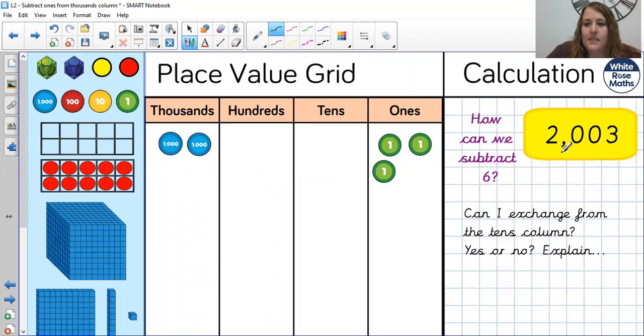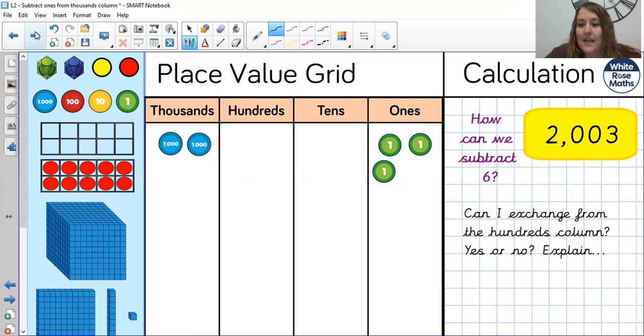I've popped this number 2003 over here in the yellow box, and our question today is going to be starting with, how can we subtract 6 from this number? It's not going to be overly easy because using the counters we've got here, I can't simply cross off 6 because there are only 3 in the ones column. So my first question, can I exchange from the tens column? Yes or no? And explain. Hopefully you're saying no, and you're absolutely right, there are no tens.